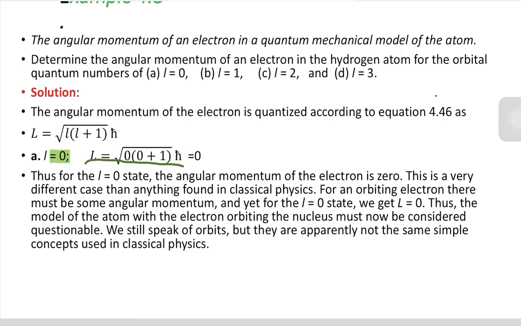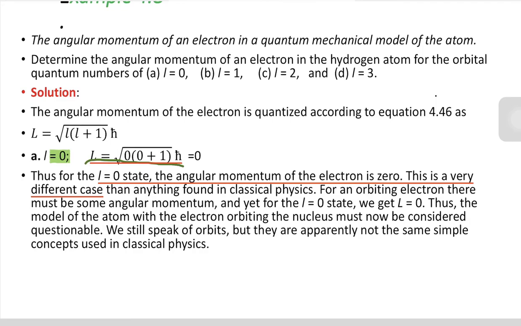Then we get angular momentum L is equal to the square root of 0 multiplied by 0 plus 1, times h bar, and it is equal to 0. Thus, for the L equal to 0 state, the angular momentum of the electron is 0. This is a very different case than anything found in classical physics.